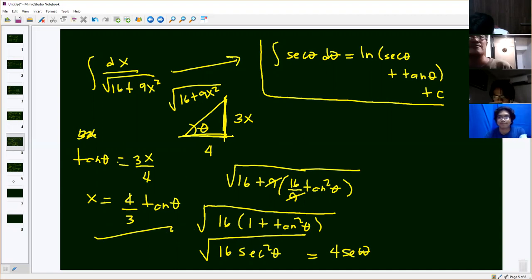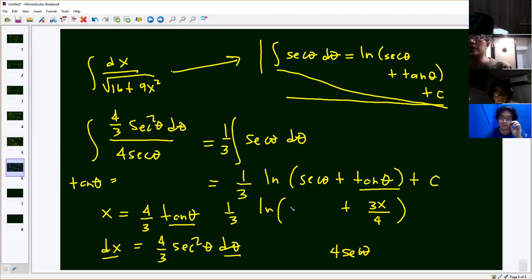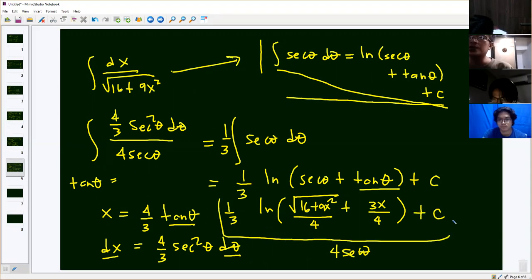Gets ba, guys? Kaya ako nagta-triangle. So, second is this over 4. So, sulat natin. Square root of 16 plus 9x squared over 4. Yeah, and then plus c. Actually, okay na to. Yan, accepted. Pwede na yan, nasa final answer.